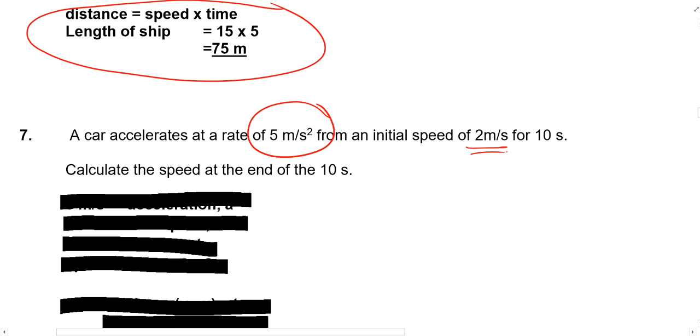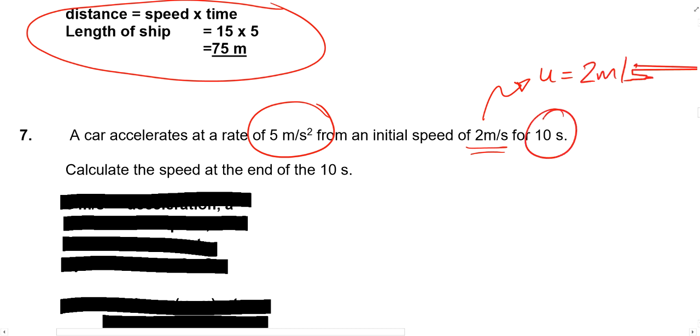Okay. Initial speed of 2 meters per second. Which one on the board is our initial speed? VU, TV or TU? U. U will be our initial speed.